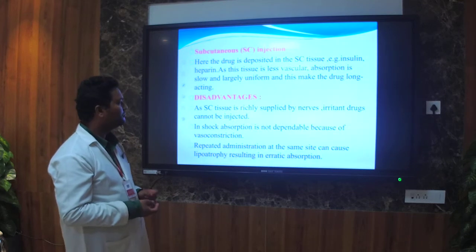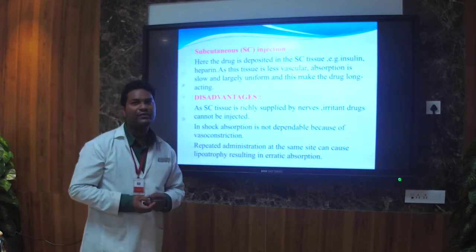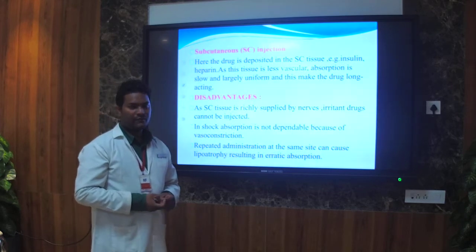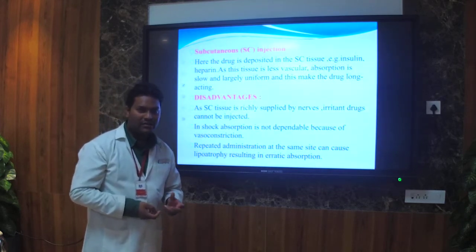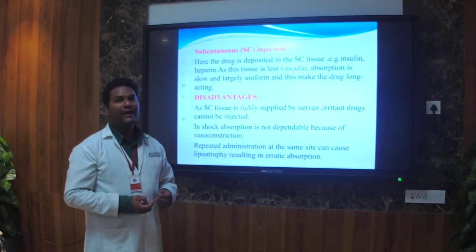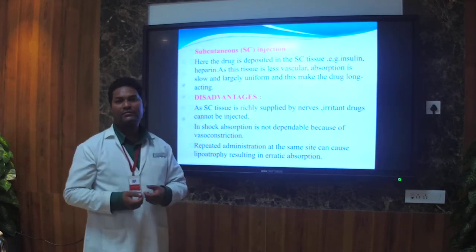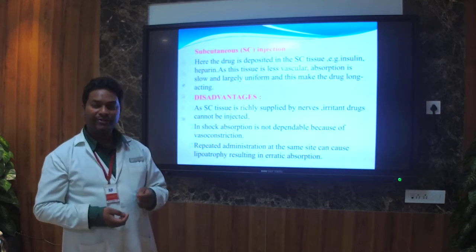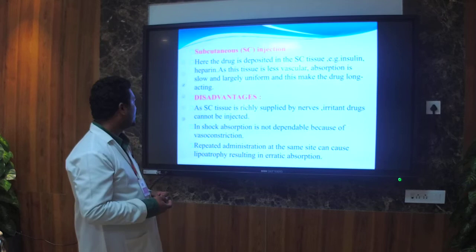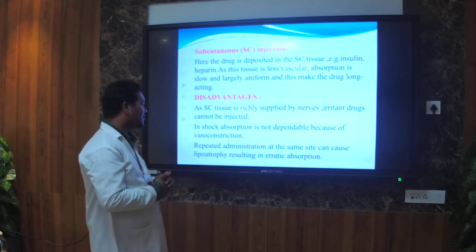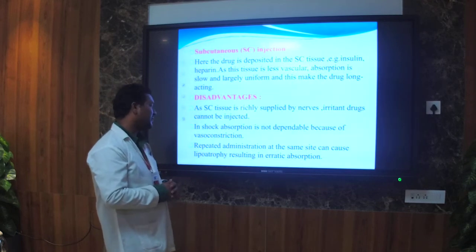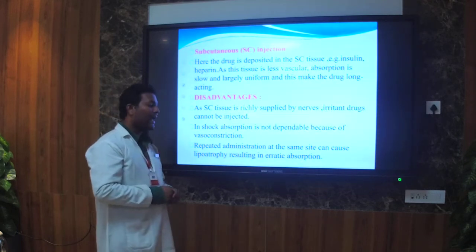So mostly in emergency conditions, we do not give injections into the subcutaneous tissue. For example, if the patient has blood clots in his major arteries, we are not going to give heparin into his subcutaneous tissue. We have to dilute it and give it by the intravascular route. Then repeated administration at the same site can cause lipotrophy, resulting in erratic absorption.